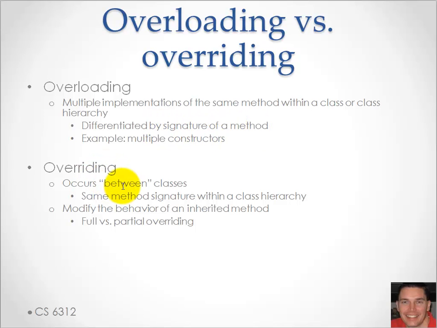Now, overriding has to occur between classes, and this is where you have the same method signature within a class hierarchy. It's just in a child class, we're going to override, we're going to change the behavior of a method that's already been implemented in a parent class. Last time we looked at two ways to do this. One was full overriding, where we don't leverage any of the behavior that was implemented in the parent, and then partial overriding, where we use the call to super and that method that's being overridden, and then do some additional functionality with that. So overloading and overriding are two different things when it comes to inheritance.